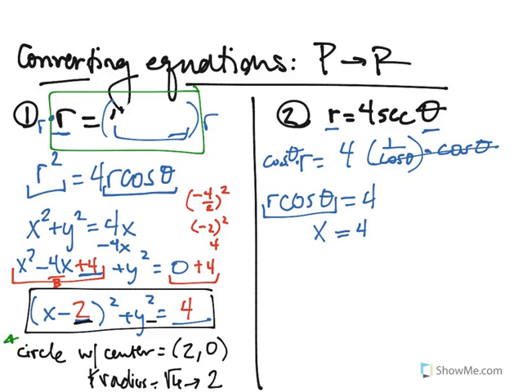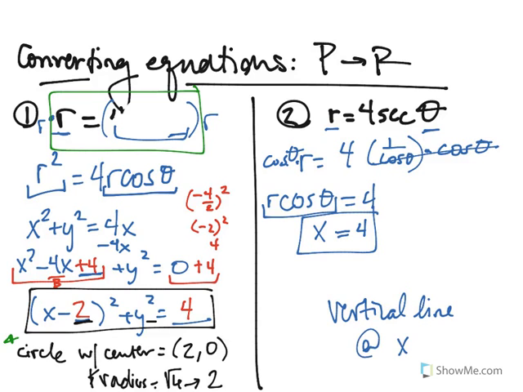That's it. There's nothing else for me to do. There's no y's, there's no r squares, there's no nothing. This is a fine answer. X equals a number. Do you know what shape that makes on my graph? It makes a vertical line at x equals 4. So again, if I were to graph this in my calculator, it would give me a vertical line at x equals 4. Again, we'll hit that in a second.